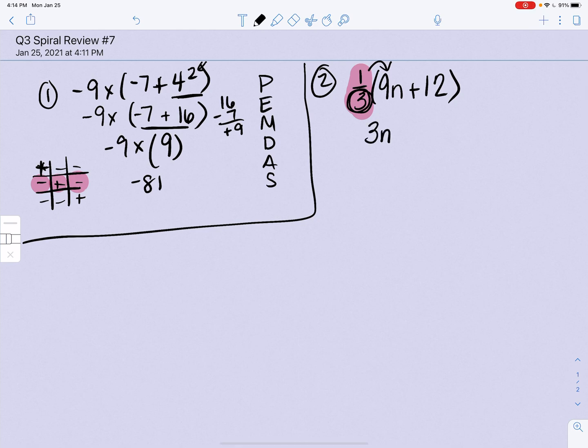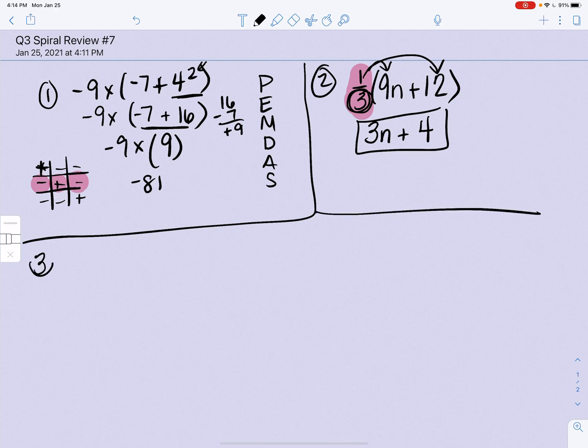Bring its variable. And then I'm going to do 12 divided by 3 because that's what that fraction means in this case. 12 divided by 3 is 4. This is the final answer for the second one. The third problem is long, but still something we can handle. 2n plus 1/2 plus 1/3 of 9n plus 12 plus 1/16.